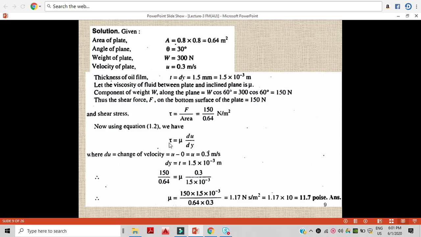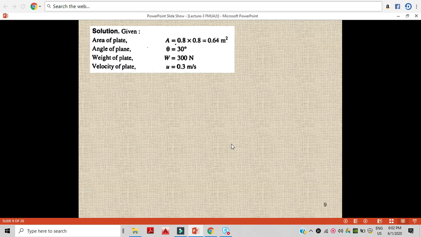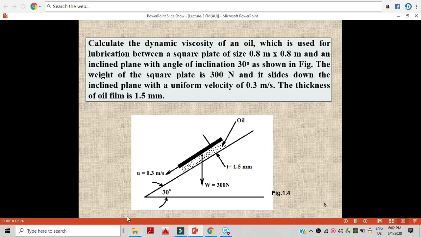So how can we find tau? We know the area of the plate, and the force is given, 300 Newton. So let's go back to the previous slide. 300 Newton is acting vertically downward, so this is not the force which is producing the shear stress. The force must be acting parallel to the surface, or parallel to the film. This is the surface, and we need the force in this direction. We don't need the force in this direction. So we have to find the force in this direction.